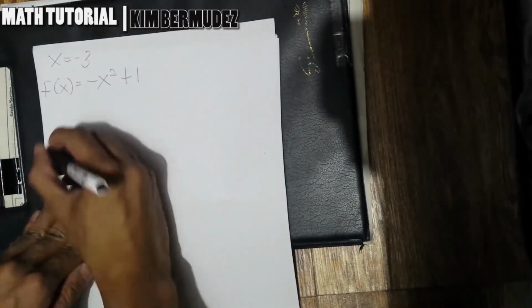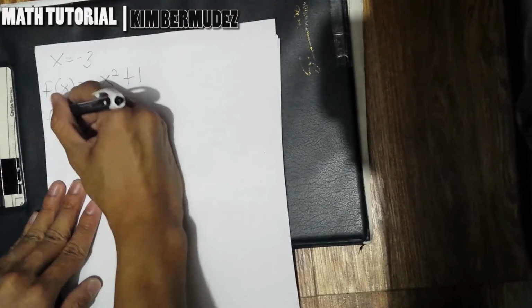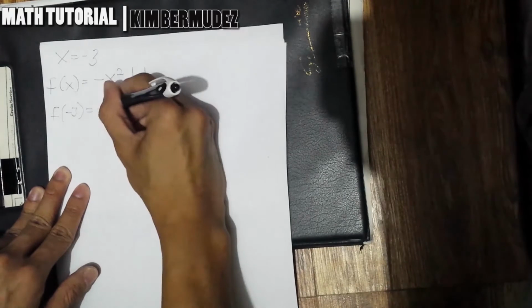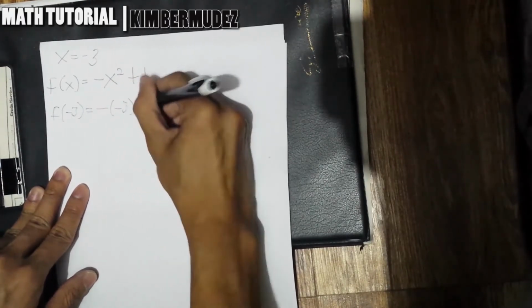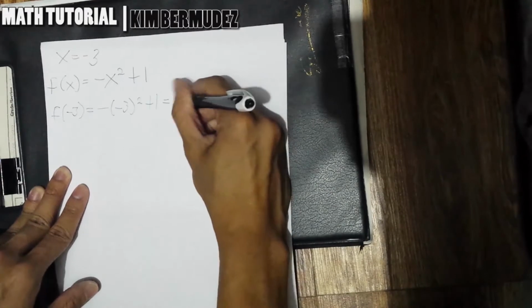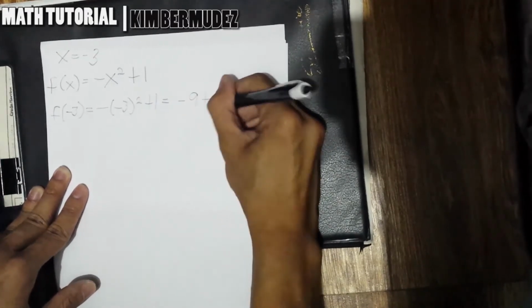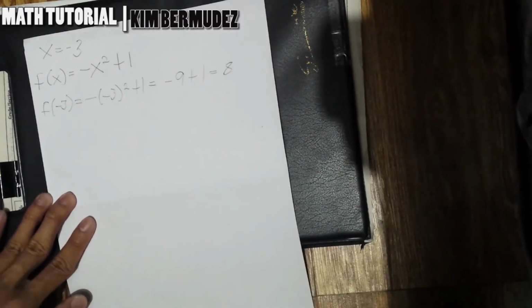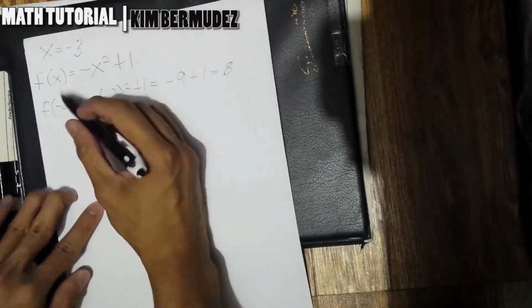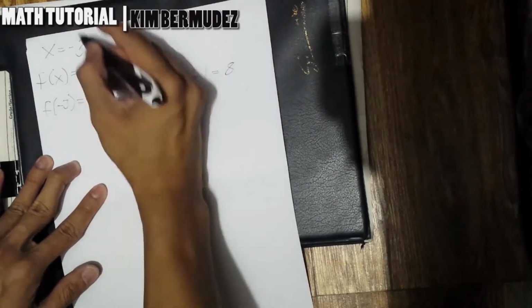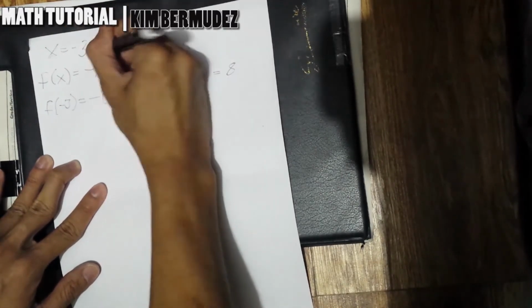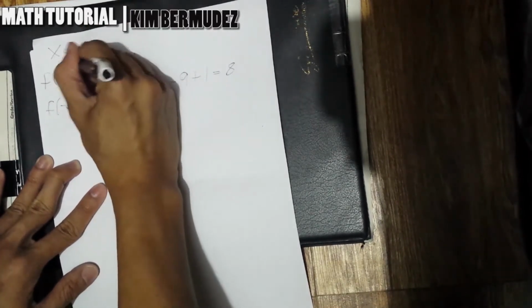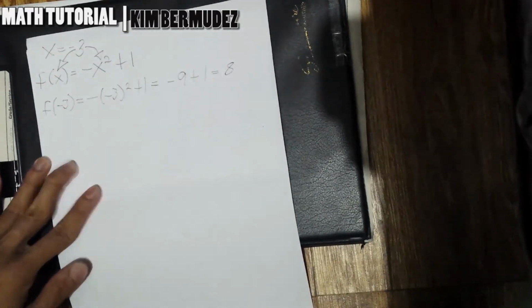To obtain f of negative 3 equals negative quantity of negative 3 squared plus 1, equals negative 9 plus 1, equals 8. As you can see, I simply substitute negative 3 for all x in the equation, and that's it.